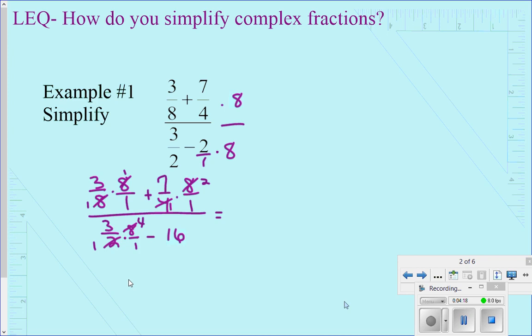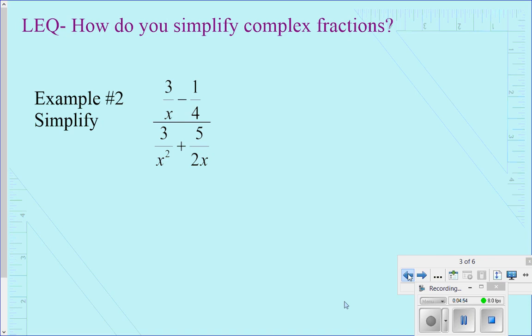So now that I've done that, I have 3 times 1, which is 3, plus 7 times 2, which is 14, over 3 times 4, which is 12, minus 16. So I can simplify that very quickly into 17 over negative 4, or negative 17/4. That is my answer. Okay, this approach, by figuring out the least common multiple and multiplying numerator and denominator by it, is the most efficient way of simplifying complex fractions.